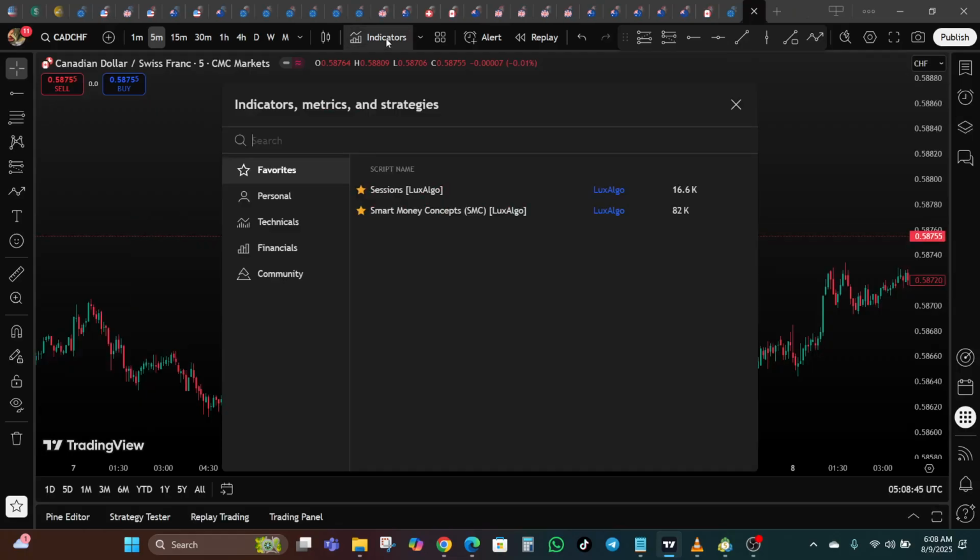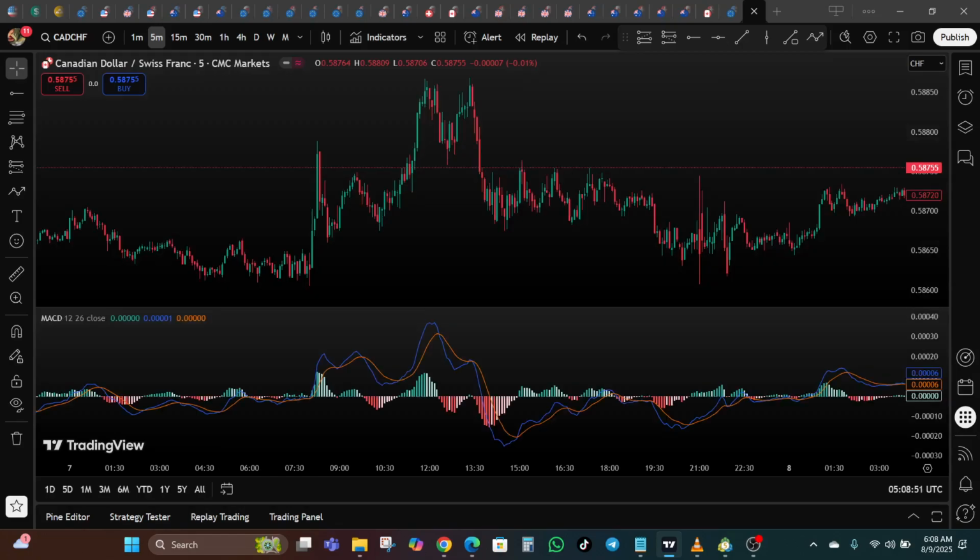All right, the moving average convergence divergence. This is the fourth indicator on our list. This indicator tracks the relationship between two moving averages and plots a histogram to show momentum strength. Now, when you have crossovers between the MACD line and the signal line, you can see the MACD line in blue and the signal line in red.